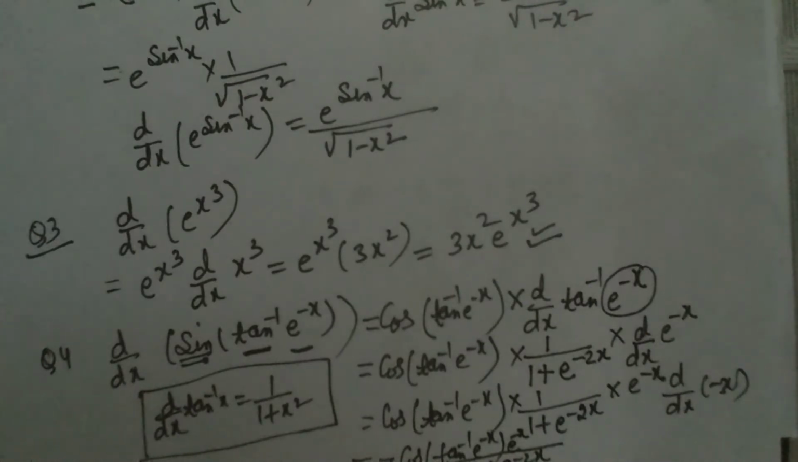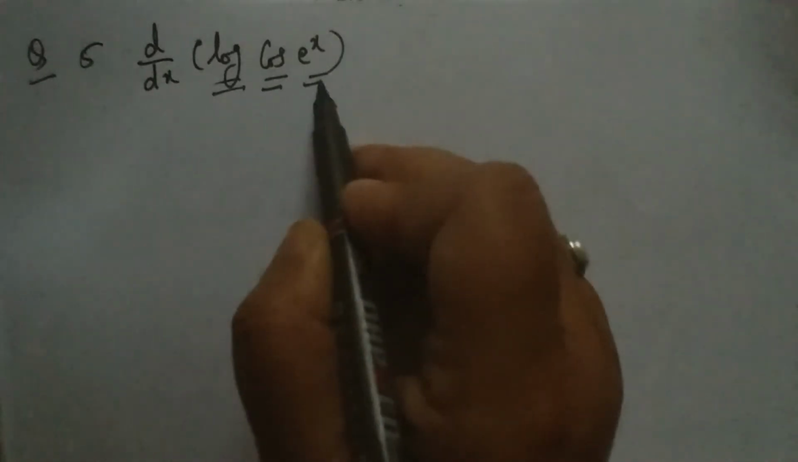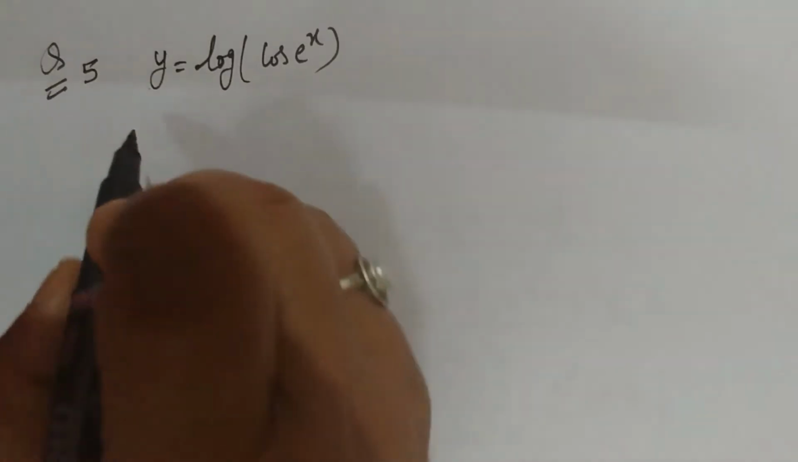Now the next is question number 5. Find the derivative of d dx of log cos e raised to power x. So the first term is of log, then of cos, then of e raised to power x. Question number 5 says differentiate y is equal to log of cos e raised to power x. So let us see how to differentiate it.